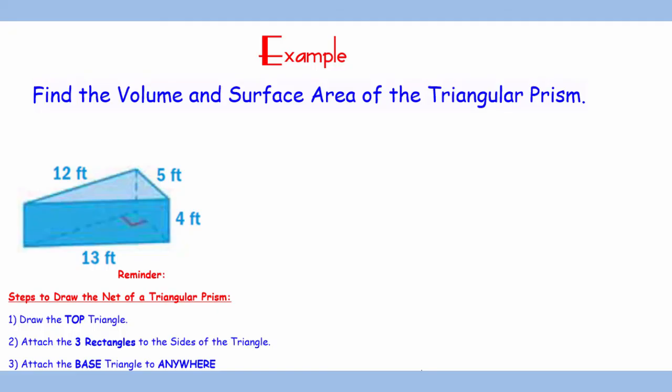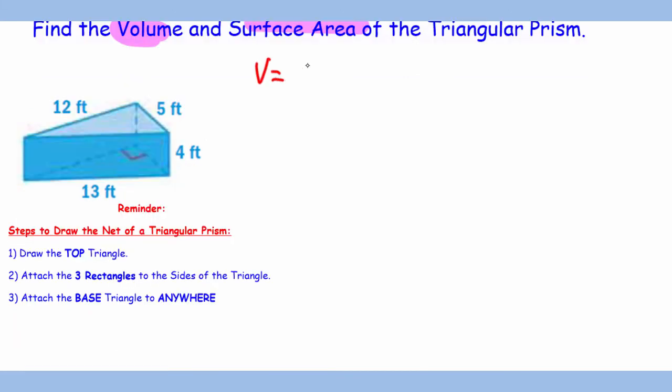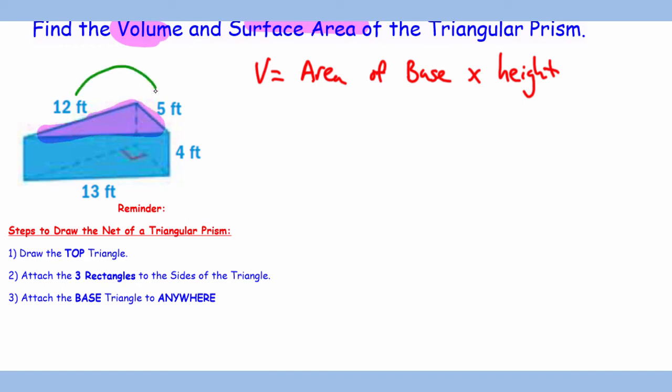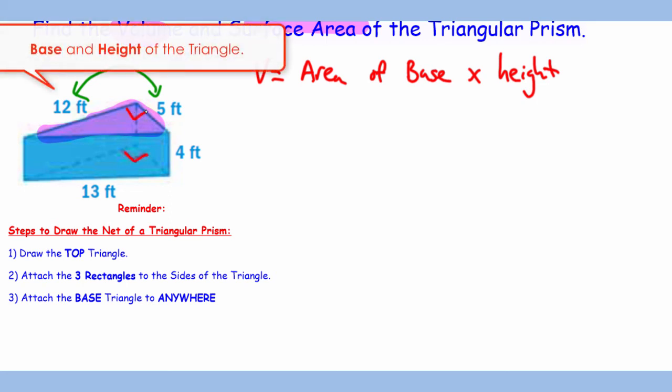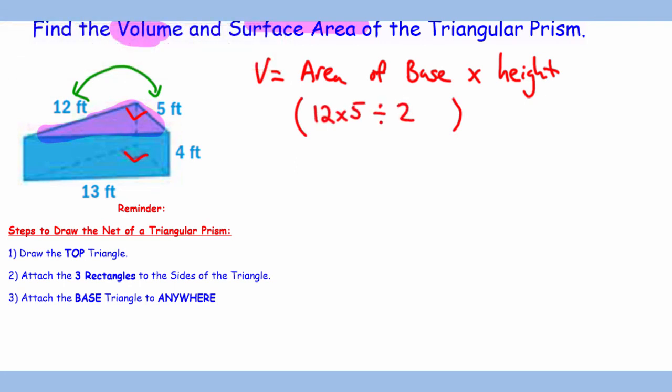In this example given below, we are asked to find the volume and surface area of the triangular prism. Remember, to find the volume, we need to find the area of the base times the height. So the base is the top piece right here, and the numbers given are 12 and 5. And also notice how, since the bottom makes a right angle, so does the top. That means these will be the base and the height. It will be 12 times 5 divided by 2, because that's the formula for the area of a triangle.